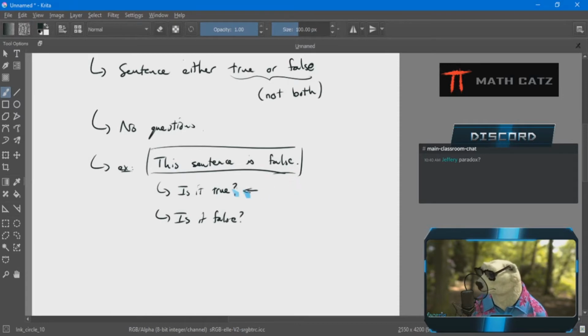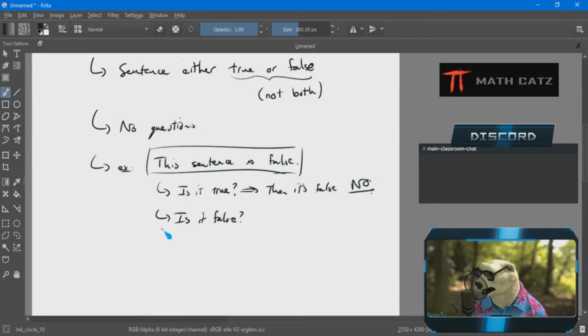Well, if this sentence is evaluated as true, then what it says is true, is happening. But it says it's false. So if I claim that this sentence is true, that means what it's saying is true, but then it's false. So it can't be true and false at the same time. It's contradicting itself. So that's a no. It can't be a true sentence because it's contradicting itself.